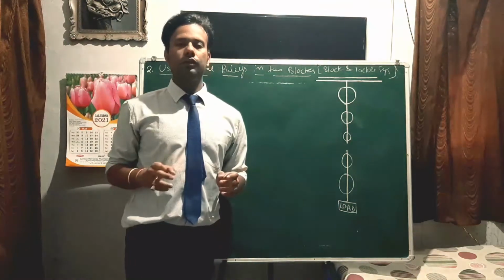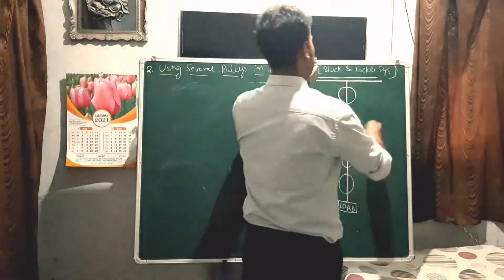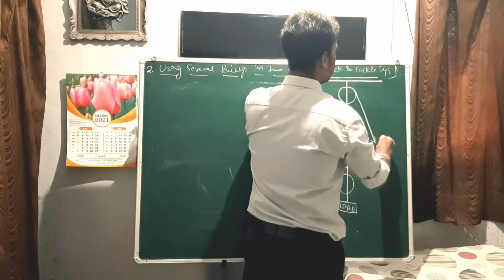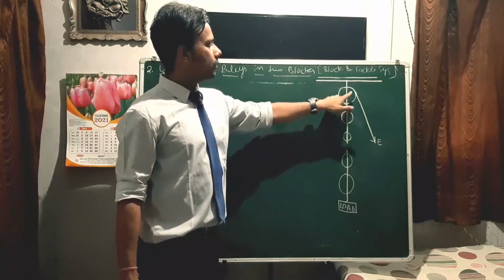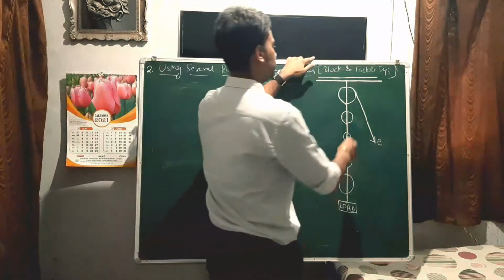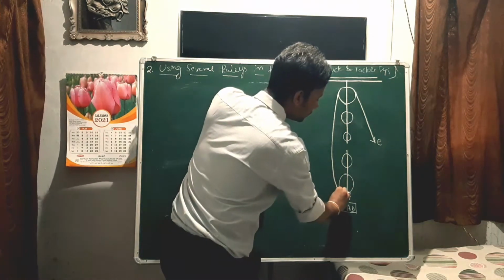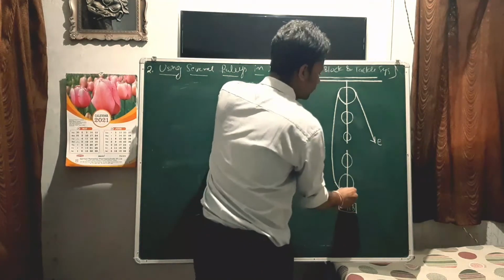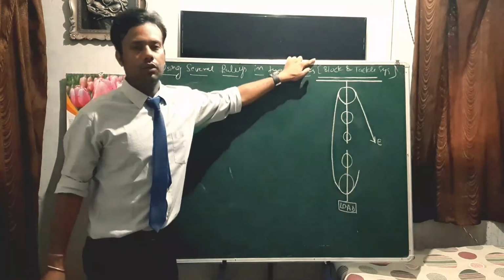So I told you that effort is always applied in the downward direction. So we'll start from here, where we are applying the effort E. Then wound this string from the upper block to the first pulley in the lower block. So it's going like this, and it will pass through the lower block of pulley.